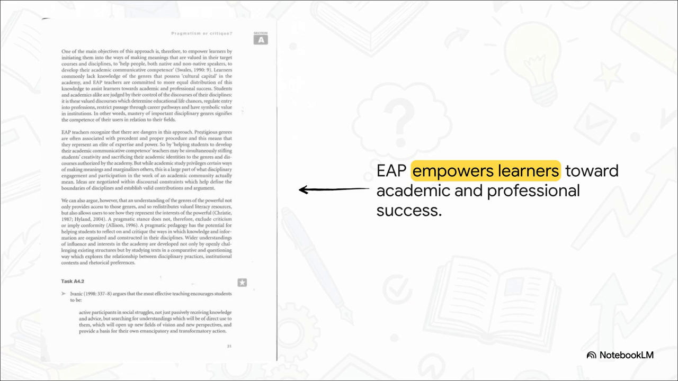So, the crucial point is this. EAP is fundamentally about empowerment. In academia, certain prestigious genres, like the published research article or the doctoral thesis, possess what the source material calls cultural capital. Academics are basically judged by their control over the discourses of their disciplines. Mastering these genres either restricts or opens career pathways. It's the ultimate signifier of a scholar's competence.